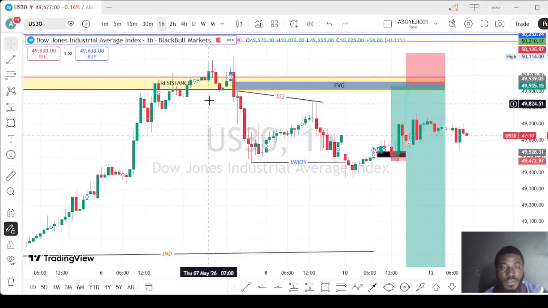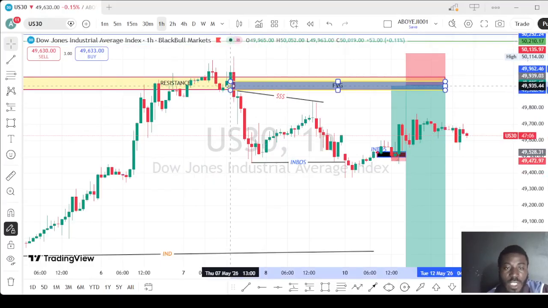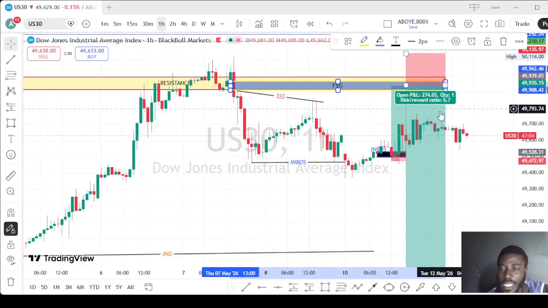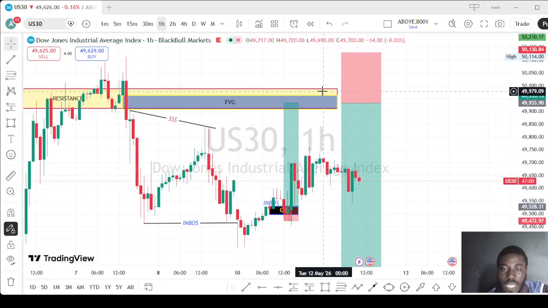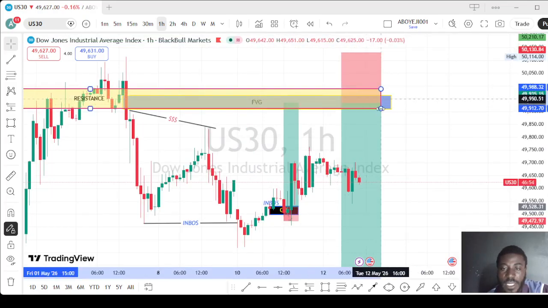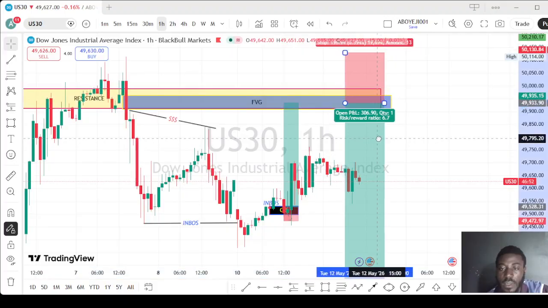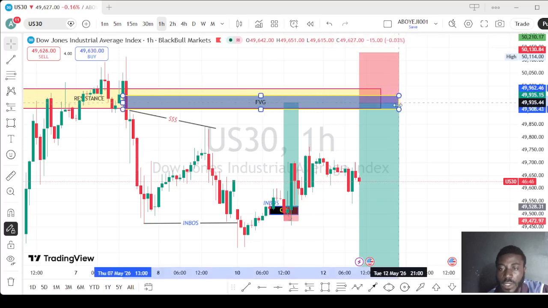This is the 1 hour time frame. This is a magnet zone because we have an FVG in this. What is this resistance again? So I'm expecting the market to come back to this FVG before I can see a huge downtrend. I'm expecting the market to come to this FVG.